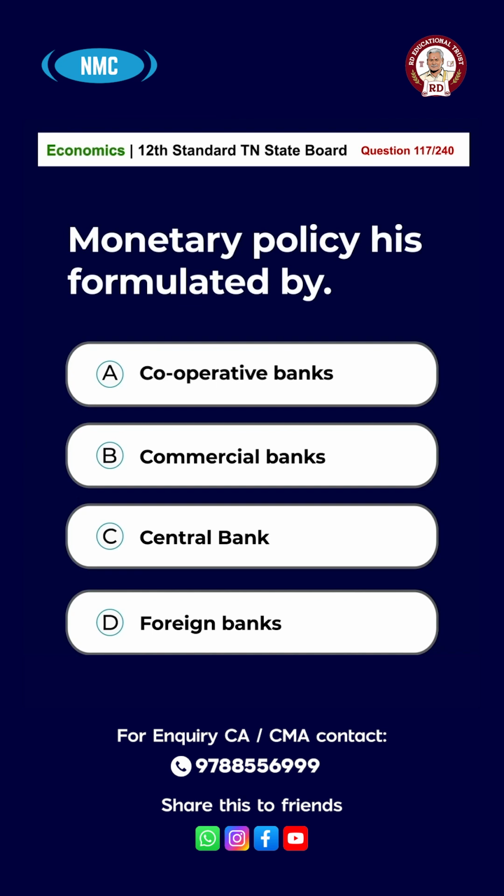Question number 117. Monetary policy is formulated by option A. Cooperative banks, B. Commercial banks, C. Central banks, D. Foreign banks. The answer is option C. Central bank.